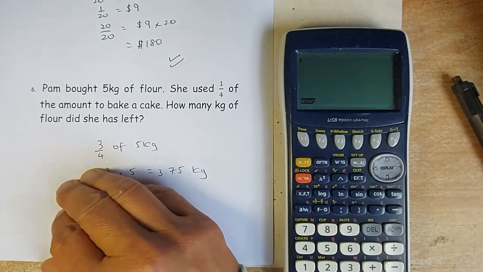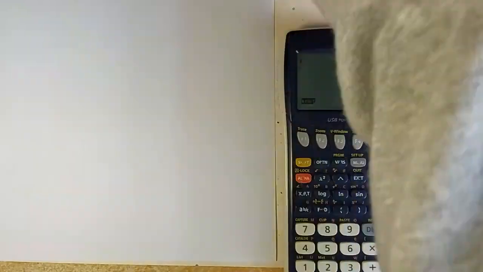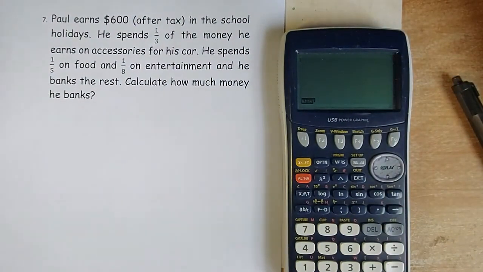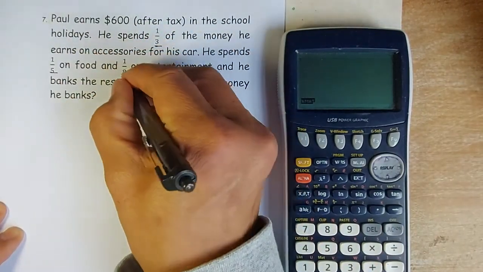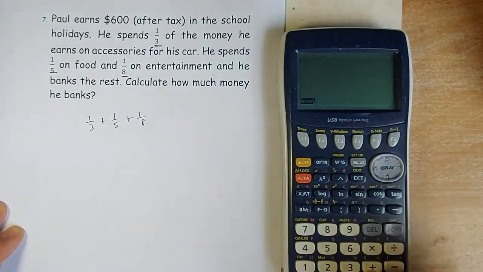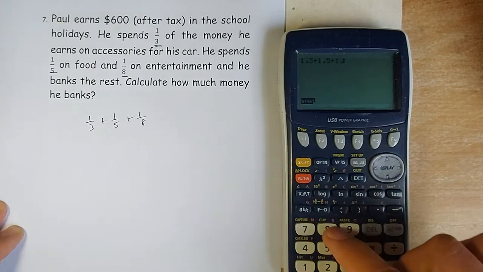We have done 2 questions now, and we shall look at the 2 hardest questions, which are word problems. So the next question is, have a read first. Paul earned $600 after tax. He spent 1/3 of the money he earned on accessories for the car. He spent 1/5 on food and 1/8 on entertainment, and he banks the rest. Very simple. You add all 3 fractions: 1/3 plus 1/5 plus 1/8. Use the calculator.